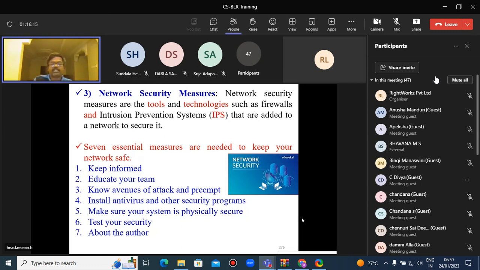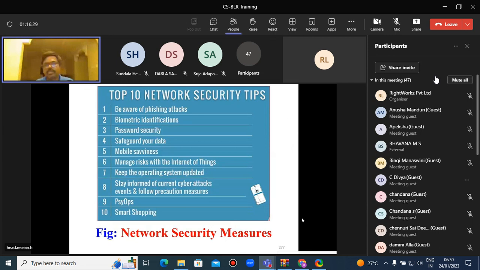Make sure your system is physically secure, and test your security against hacking. These are the seven essential measures needed to keep your network safe. Then these are the top 10 network security tips, like being aware of phishing attacks. Phishing means sending a group of mails to a group of people.